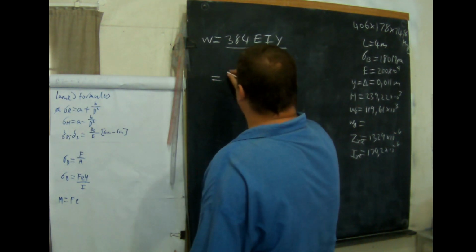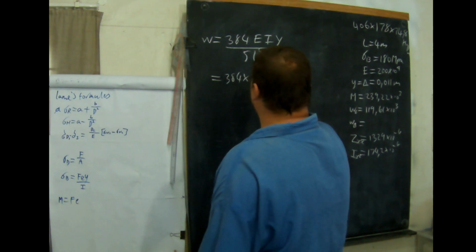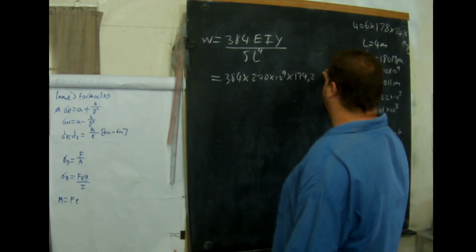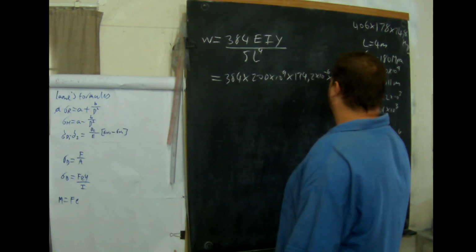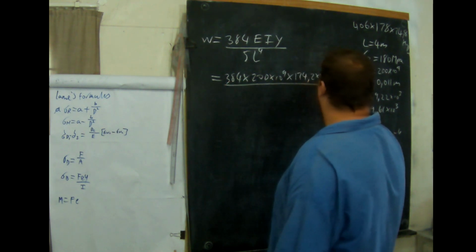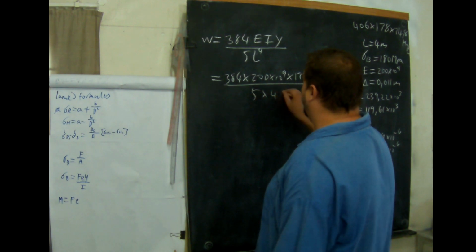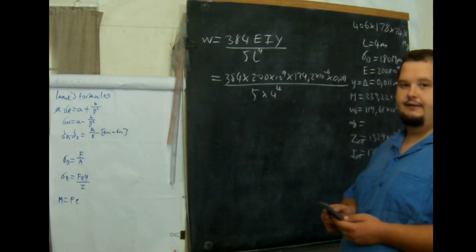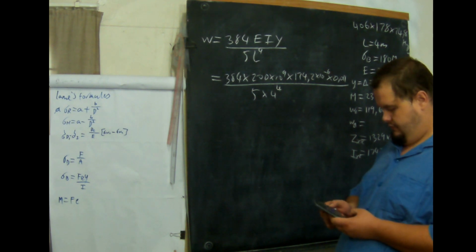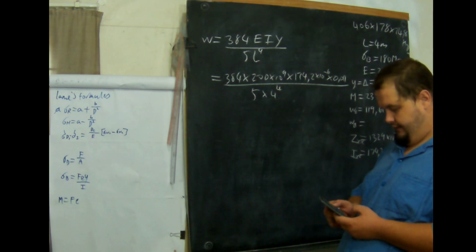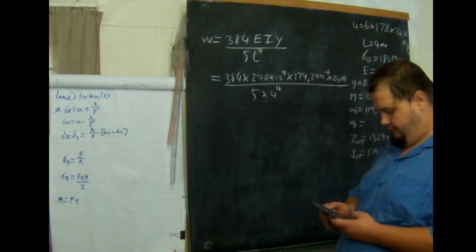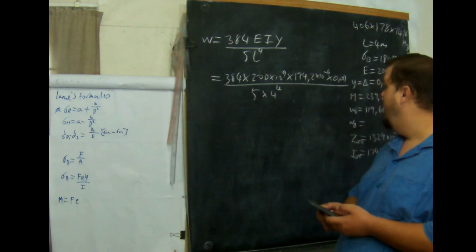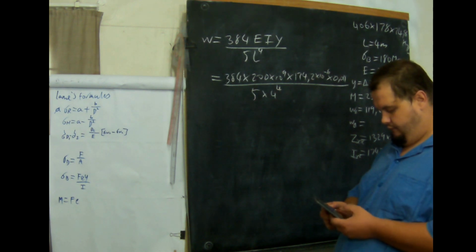Okay, so let's go. 384 times 200 times 10 to the 9 times 174,2 times 10 to the minus 6 times 0,011 all over 5 times 4 to the power 4. Let's put this into our calculator.